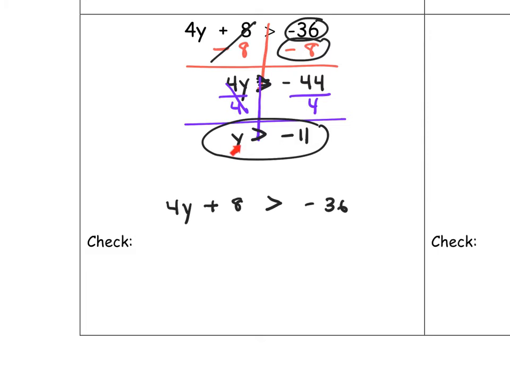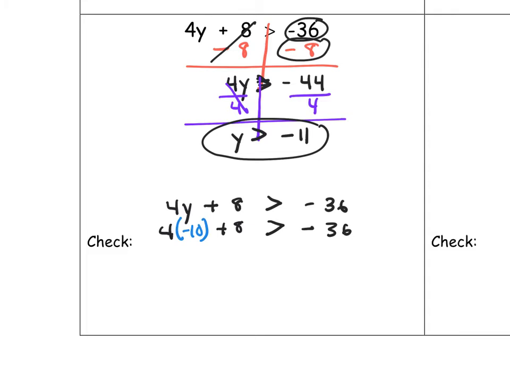I need to choose a number that's larger than negative 11 and substitute it where this y is. And then if my solution is correct, I will have a true inequality when I get done. So negative 10 would be larger than negative 11, and that should be an easy number to work with. So I'm going to start with 4. I'm going to replace y with negative 10, and then the rest of the inequality says I should add 8, and this left side should be larger than negative 36.